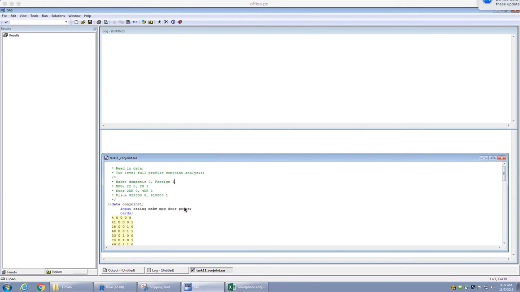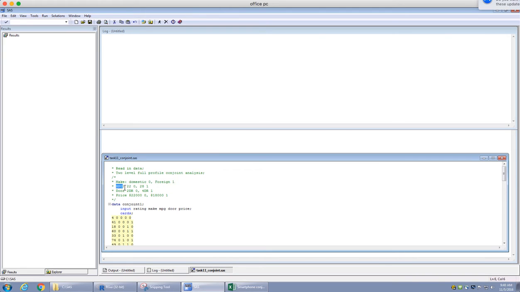Okay, so the first part, I'm going to make a two-level full profile conjoint analysis, meaning that there are only two levels for each of the attributes. So for example, I'm going to look at some preferences for automobiles. For the make attribute, there are two levels: domestic is 0, and foreign is 1.